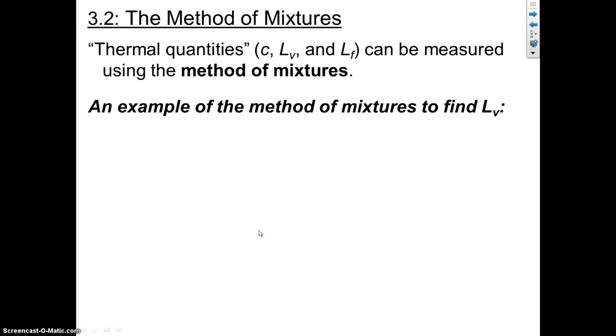So here's another example of the method of mixtures where instead of finding C, the specific heat, we're going to find LV.